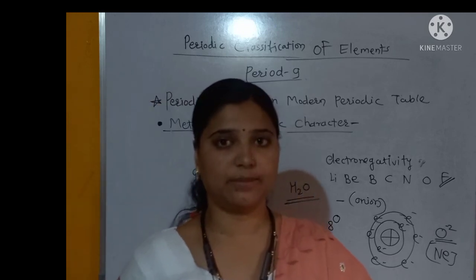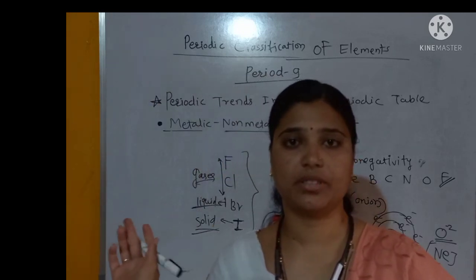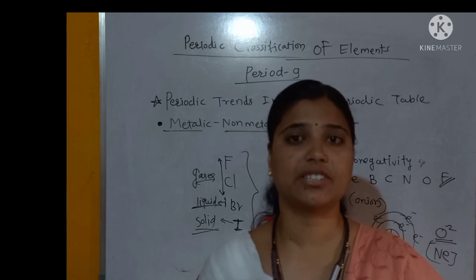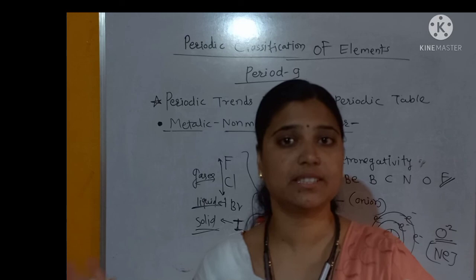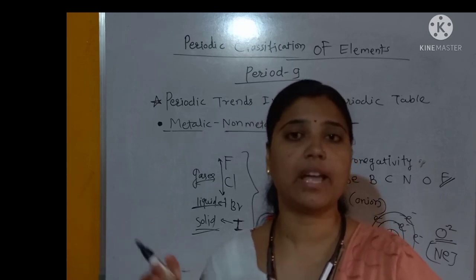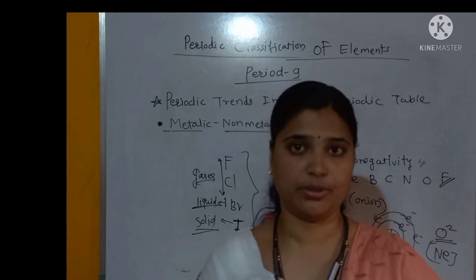According to their state of matter, they are classified into these groups. Some are solid, some are liquid and some are gases, and this is known as gradation in the halogen family.